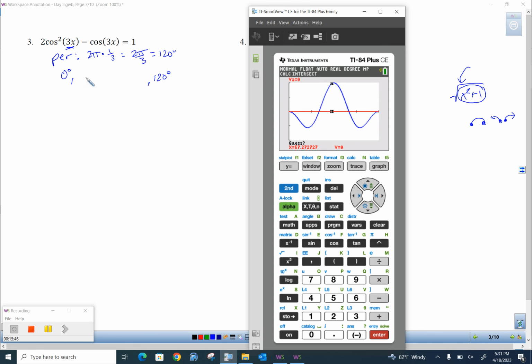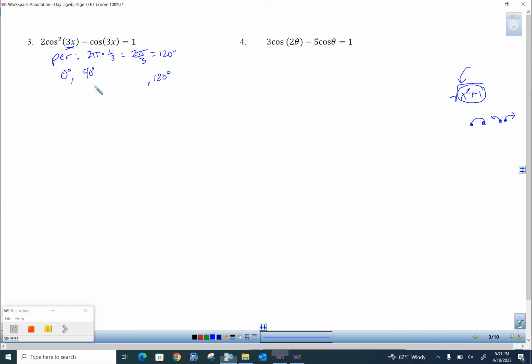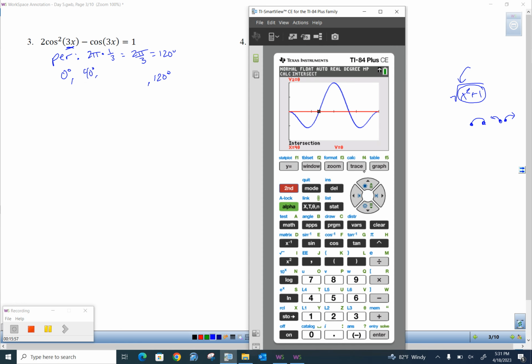So first one's at 40 degrees. Do that again. Get a little closer to the other one is all you need. And that one is at a nice 80 degrees.